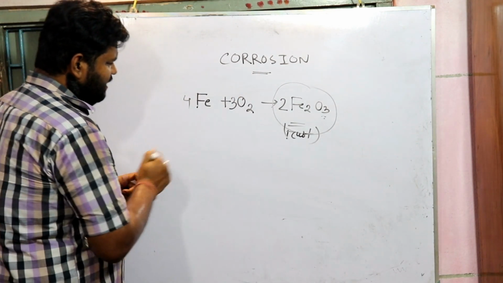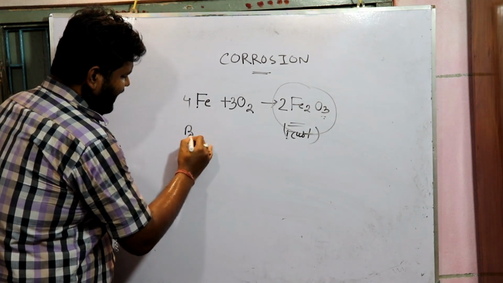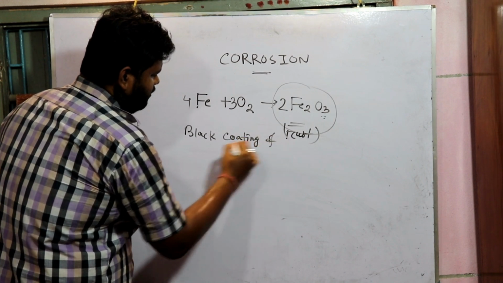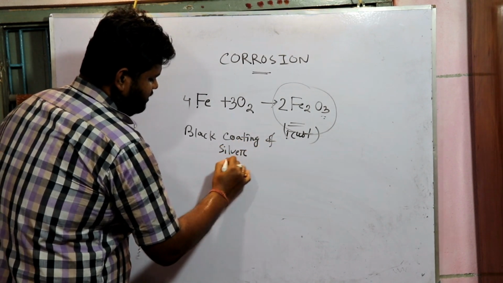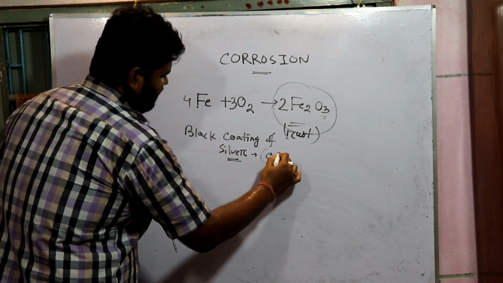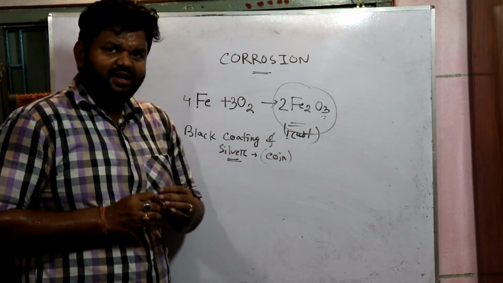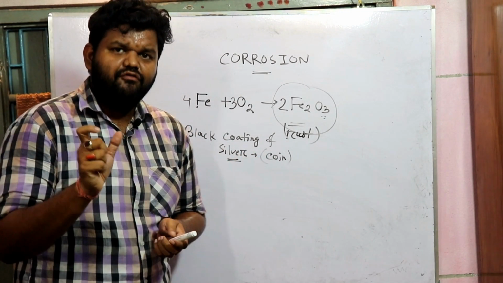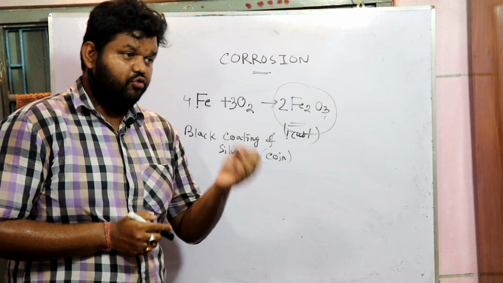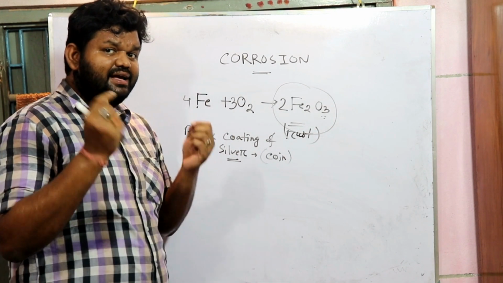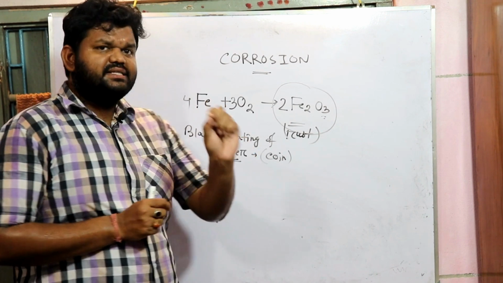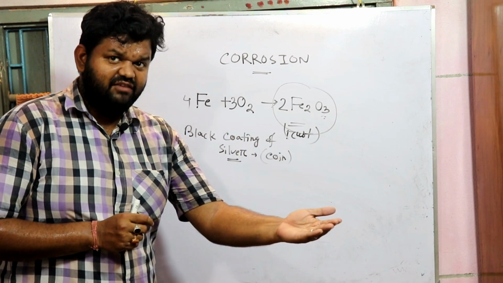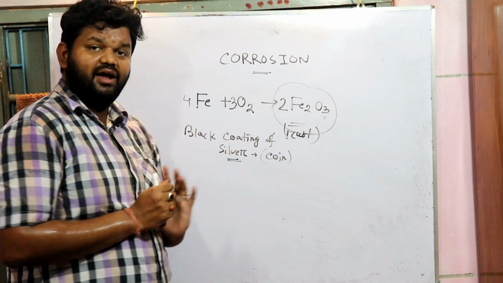We are taking another very important example, that is the black coating of silver, especially a silver coin. Students, if you have a very old silver coin, a 1 rupee or 2 rupee coin, then you can definitely see some blackish substance on the silver coin. That is known as the black coating of a silver coin.